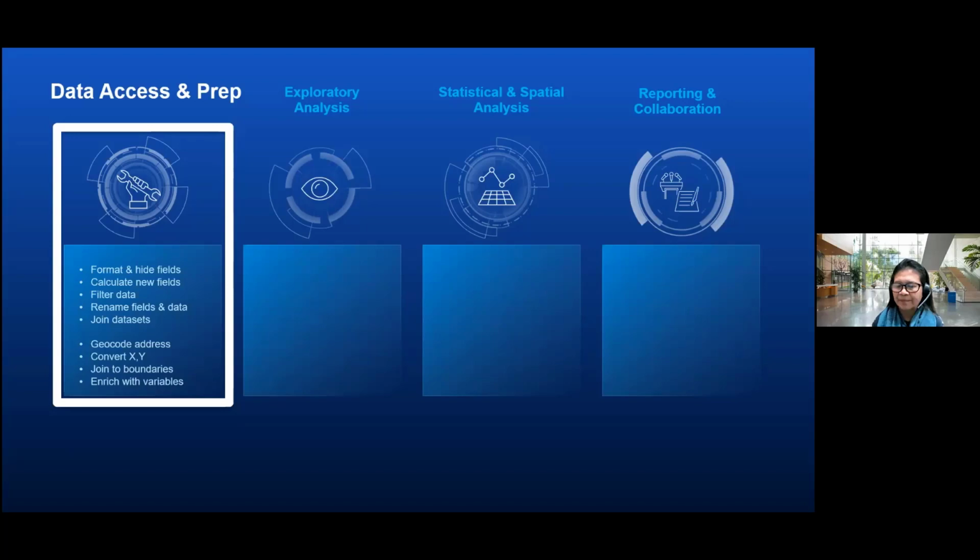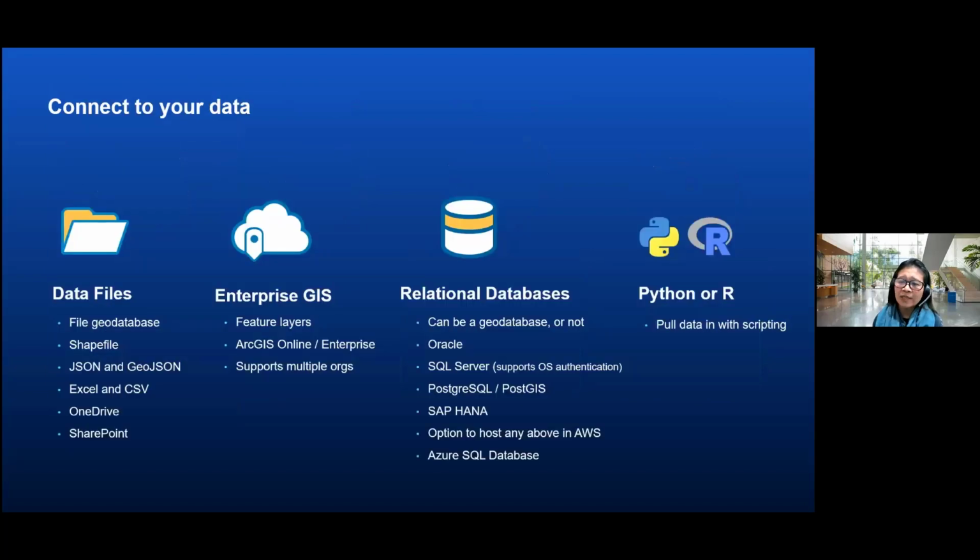So what type of data can you add into ArcGIS Insight? Well, you can have data files. Maybe you have something as simple as Excel or CSV, you have data from OneDrive or SharePoint, or maybe because you already learned GIS, you have a file geodatabase. You have shapefiles, then you can add those as well. Or you have it in the form of JSON and GeoJSON, so you can have that.